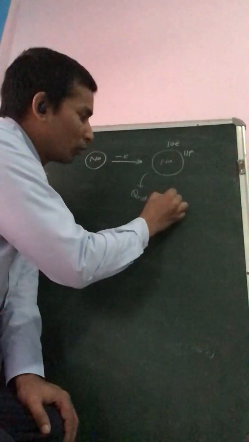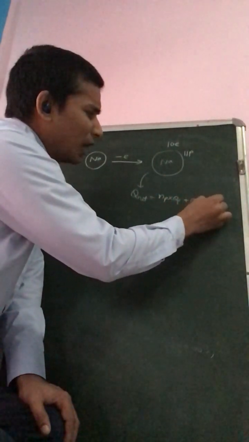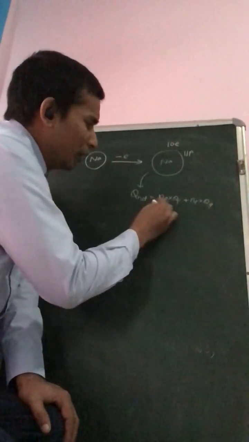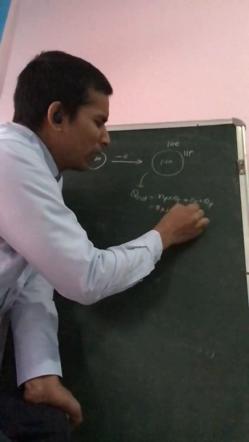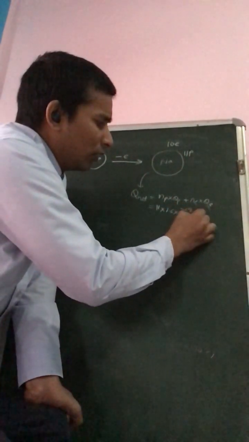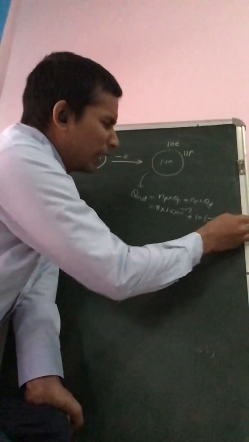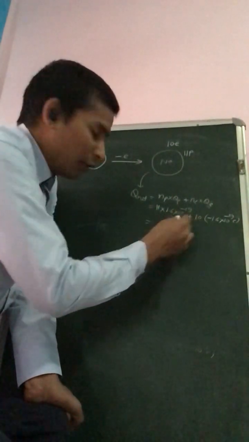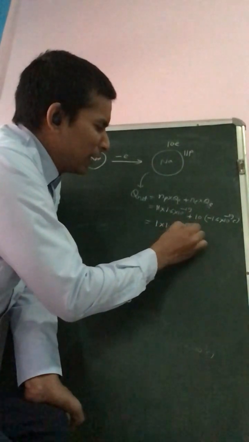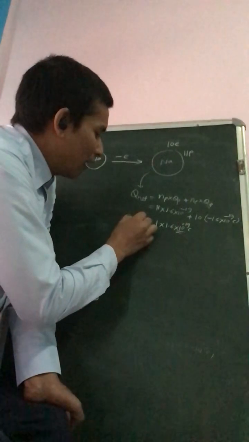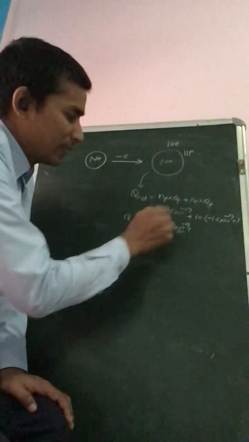again number of protons into charge on proton, number of electrons into charge on electron. So it will be 11 into 1.6 into 10 to the power minus 19, or 10 into minus 1.6 into 10 to the power minus 19. So 11 minus 10, how many? 1 into 1.6 into 10 to the power minus 19. So this will be the net charge. So what is the nature of net charge? It is positive. 11 minus 10, positive.